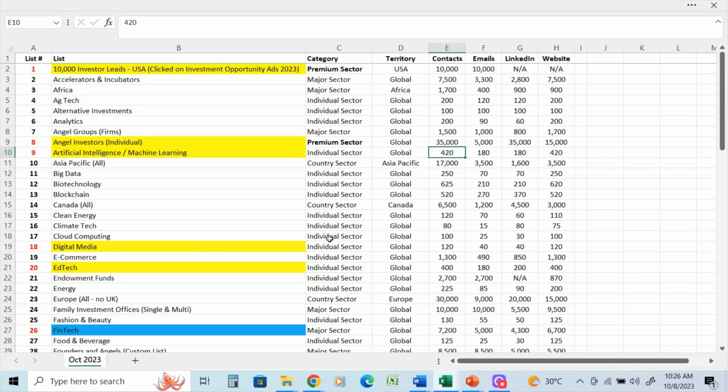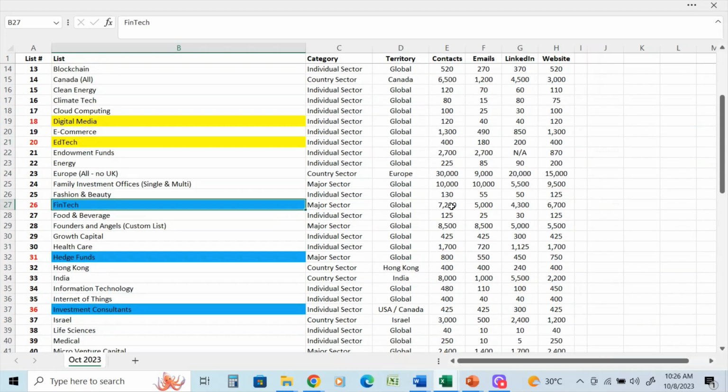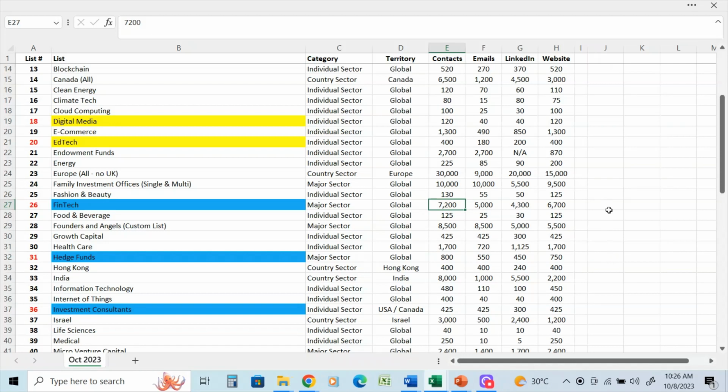Those are what we call individual ones. You can see here I've got premiums, major sectors. It depends on how they're classified, and there's also cost differences for each of them. Digital media, EdTech is another good one. And you can see here I added the FinTech, which is a large database of about 7,200, and that includes not only venture capital, private equity, hedge funds, all kinds of things that fall into FinTech. And then there's hedge funds as an individual sector.